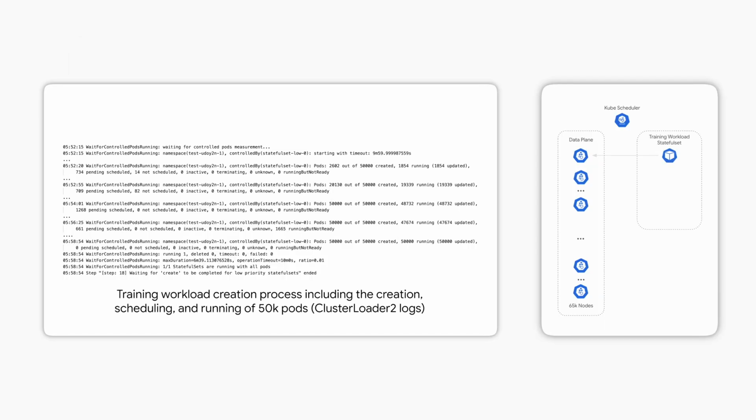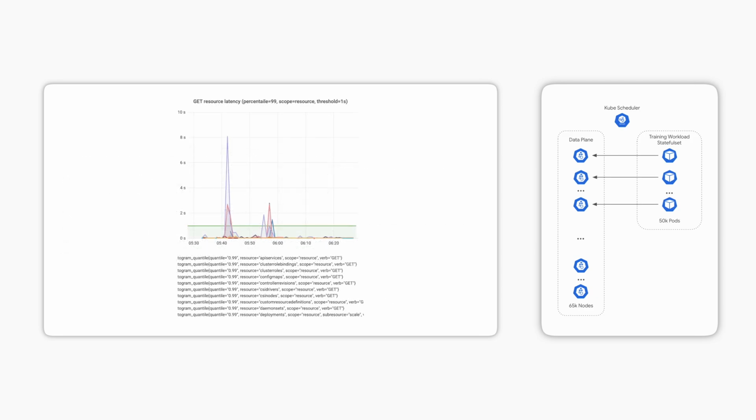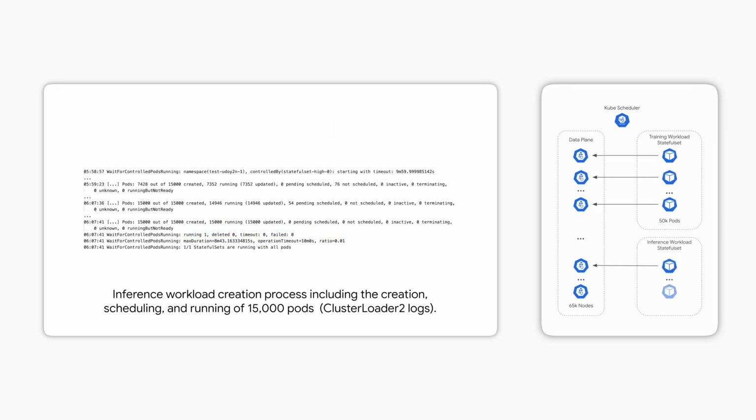Now that we have the cluster ready, let's create some workload to simulate AI training and inference running on the same cluster. For this, we will use the open source performance testing tool called ClusterLoader2. Here we have our training workload that consists of 50,000 pods, each pod mapped to one node. After the training workload, we introduce our inference workload of 15,000 pods sharing the same cluster.